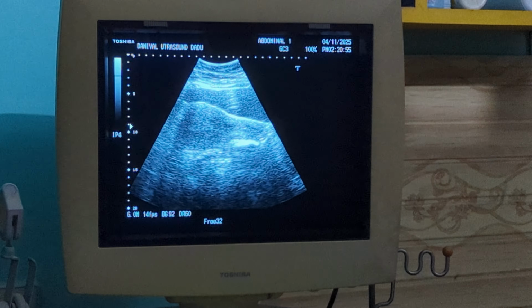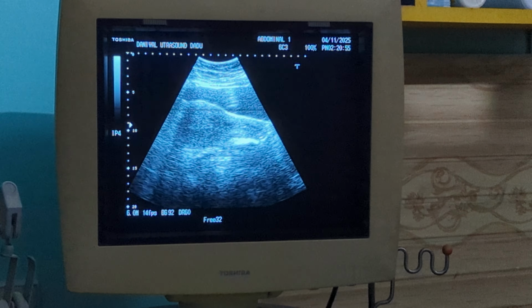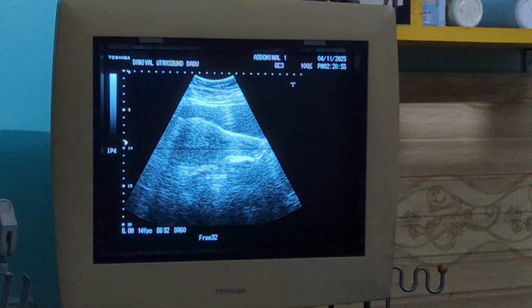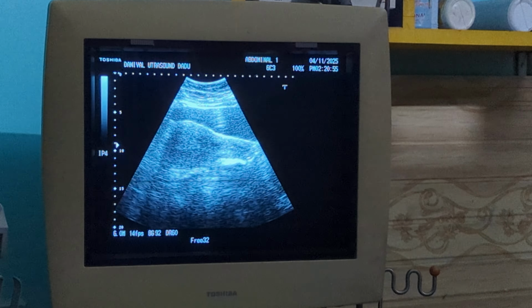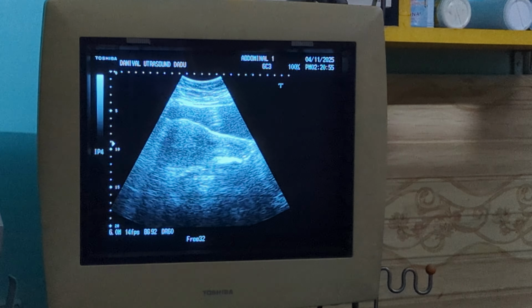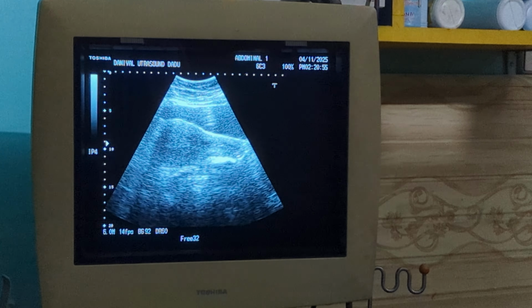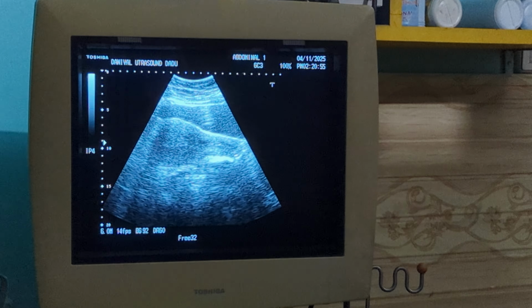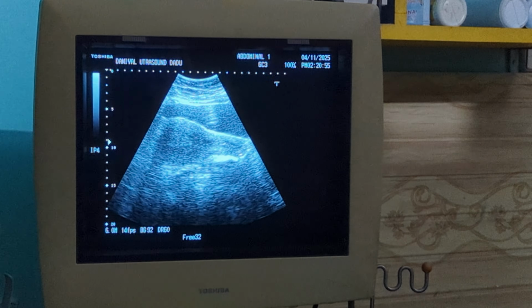This condition is often seen in women of reproductive age, usually between 30 to 50 years, as we have got in this patient. She's about 45 years old, and it is associated with pelvic pain, heavy or prolonged menstrual bleeding, and dysmenorrhea, as she complains. Dysmenorrhea means painful periods.